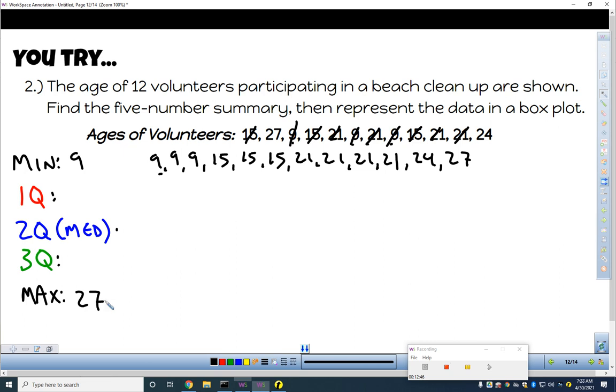The second quartile, the median, we're finding the middle value by going low to high. And it's going to be halfway between 15 and 18. The median age today is 18. Excuse me, 15 and 21.